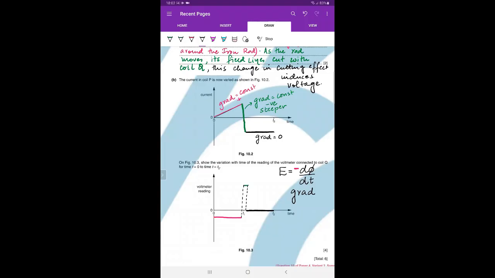So a horizontal line below the x-axis, followed by a horizontal line above the x-axis of a larger magnitude, and then another horizontal line on the x-axis.